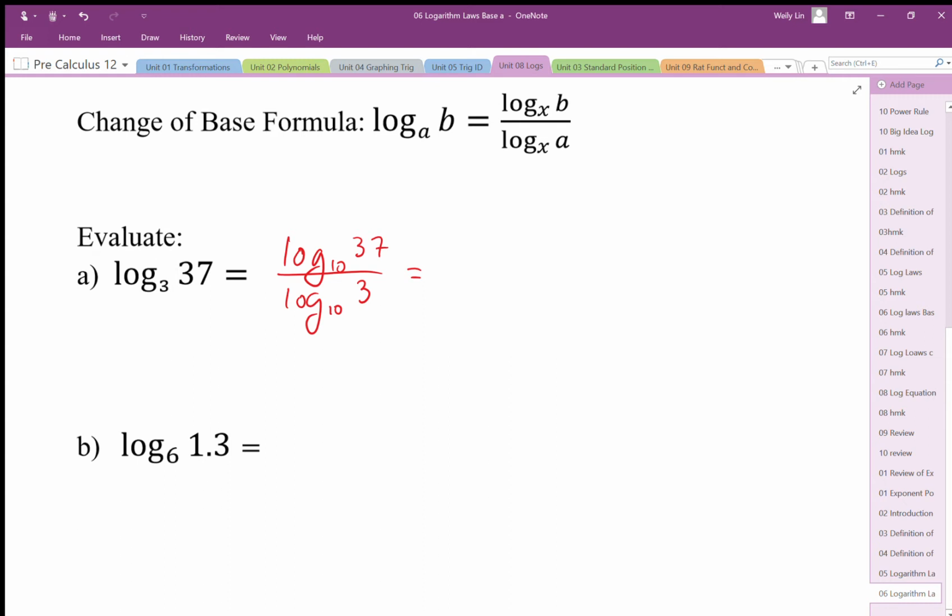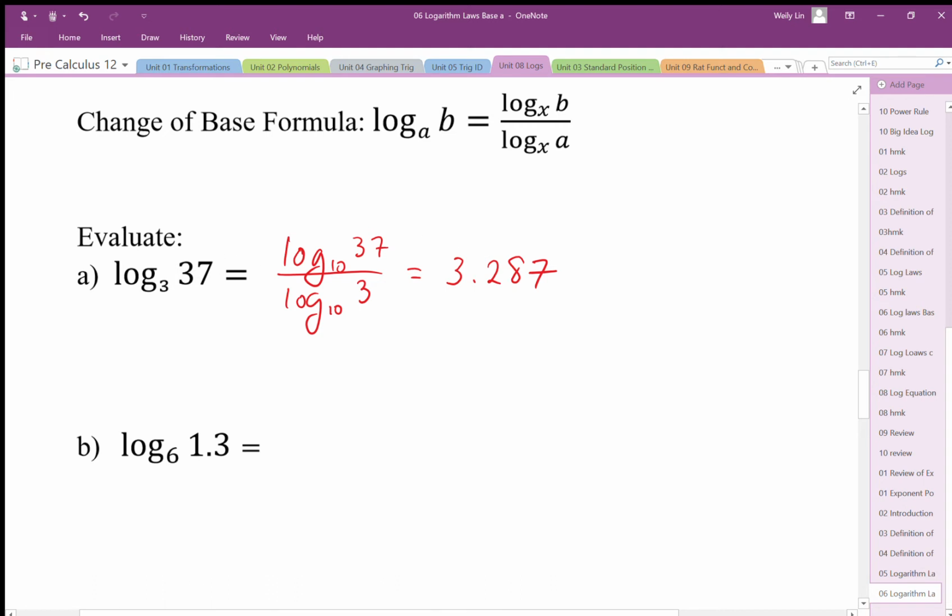And I'm getting 3.287. Okay, which sounds about right, because 3 to the power 3 is 27. So we need bigger than 3. That little bit extra gets us up to 37.